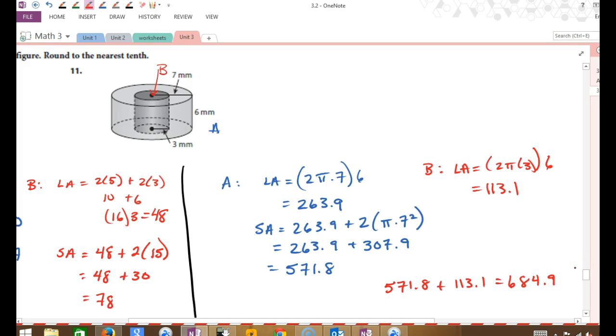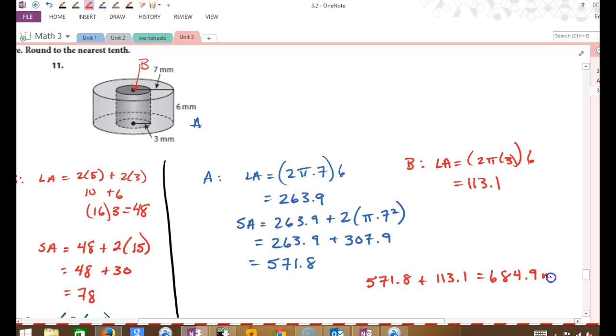684.9 millimeters squared. Cubed is volume. So we good? It's not too bad.